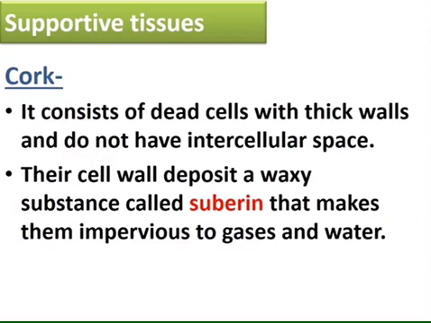In our previous lecture, we have seen the first type of supportive tissue, that was epidermis. Now we will learn about the second type of supportive tissue, and that is cork. Cork consists of dead cells with thick walls. It means cells have thick walls on them and they do not have intercellular spaces. So it is about the structure of cork.